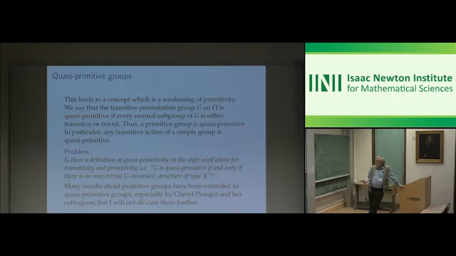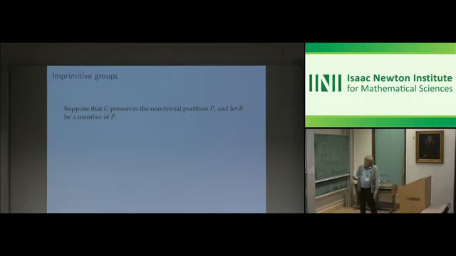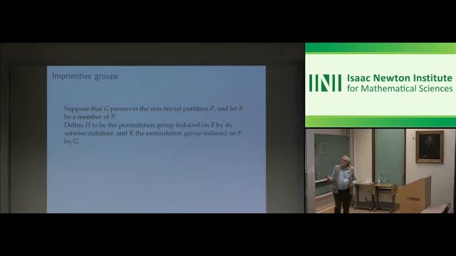And as I said, Cheryl Praeger and her colleagues have done some of the major work on quasi-primitive groups. So let me just go back to imprimitive groups for a minute. If G preserves a non-trivial partition, can we build it up in any sense? Yes. So we have a partition of omega.